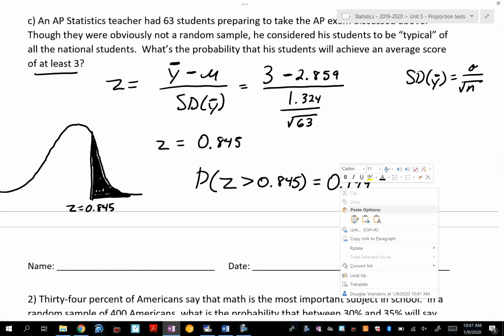0.199. So if I were to write a sentence to this teacher, all right, what would I tell this teacher is the likelihood that his students are going to achieve an average score of 3 or higher? Right? I mean, if I'm writing like a quick note to this guy, writing an email or a G-chat, I'm not going to write 19.9%. What am I going to write? I'm going to say about 20%, right?